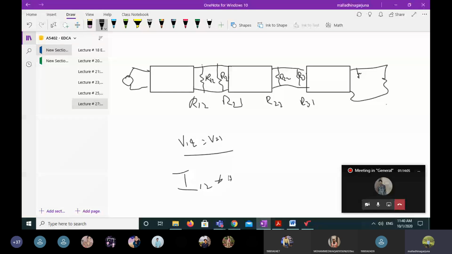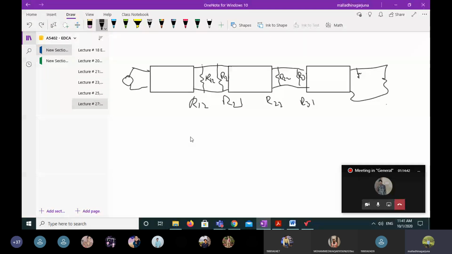Why? Because both the resistors are in parallel. If the resistors are in parallel, the voltage will be the same, but the current is not the same. When resistors are in parallel, the current will be divided. So voltages are equal, but the currents are not. So for every conversion between the first stage and second stage, you have to remember to take one extra parameter.